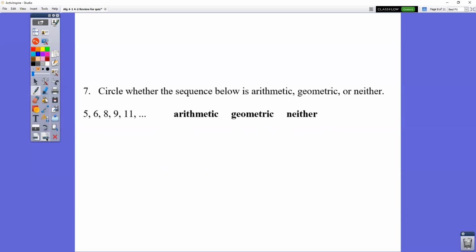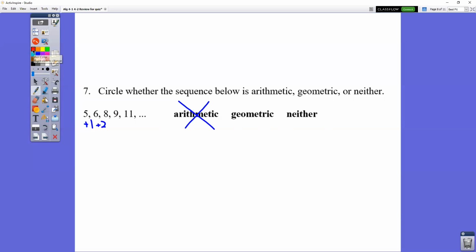When you take a look at this one, going from 5 to 6, we're adding by 1. Going from 5 to 6, we're adding by 1, but 6 to 8, we're adding by 2. Immediately, because those are different, I know it's not arithmetic. So now looking at our geometric ones, right?